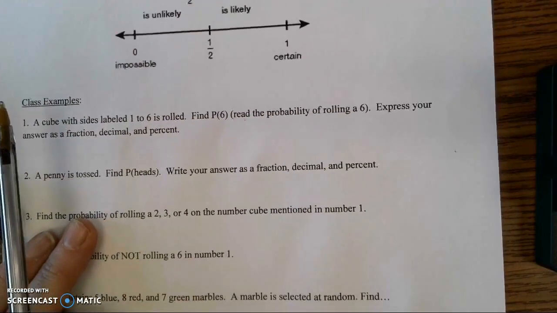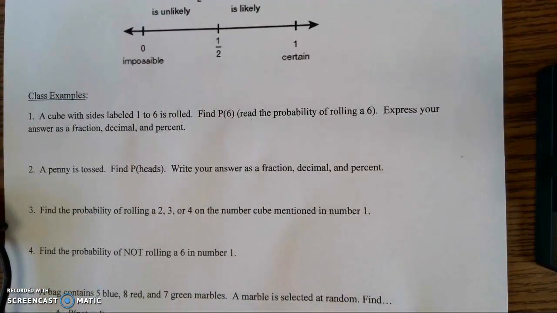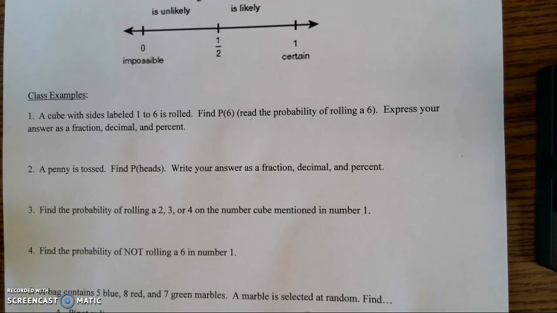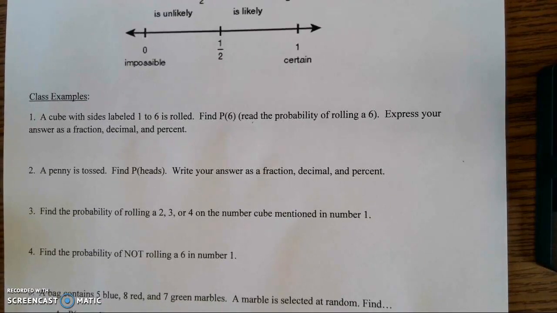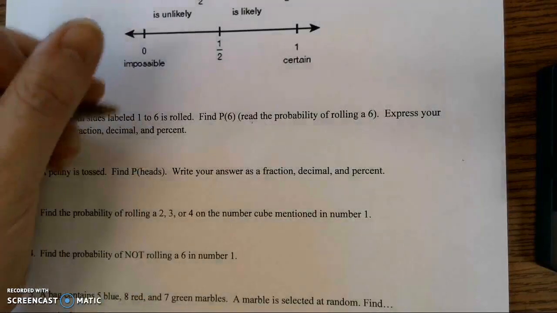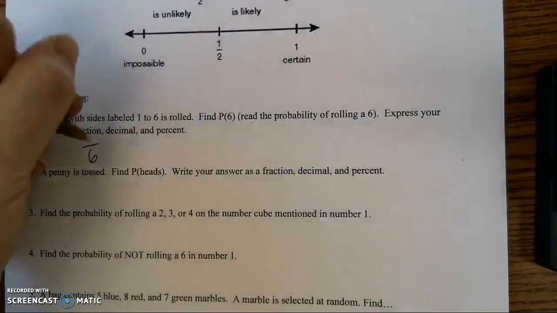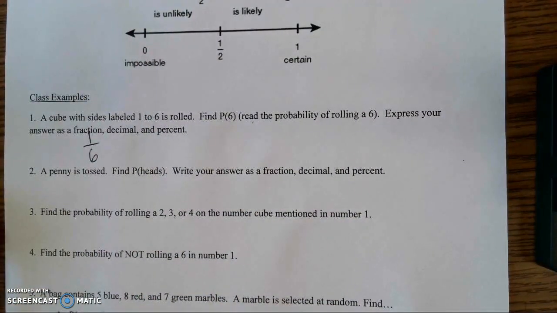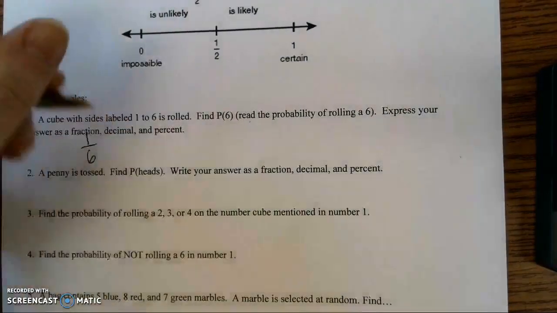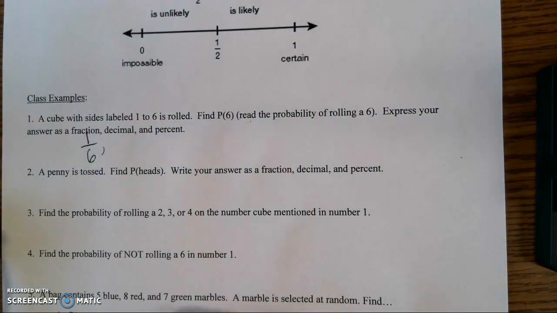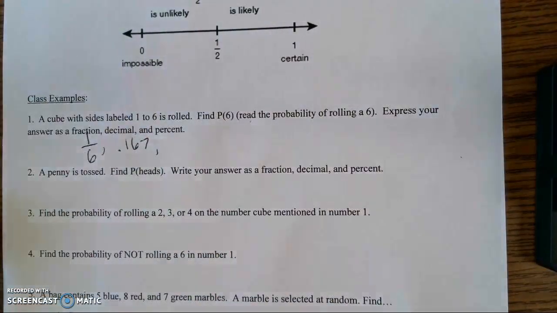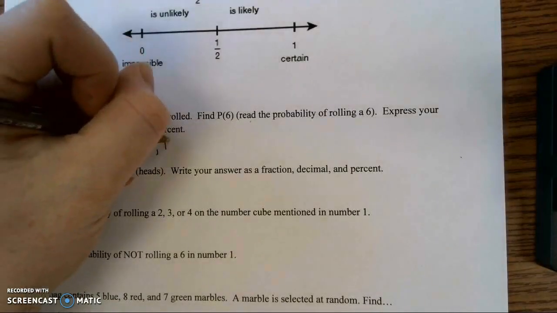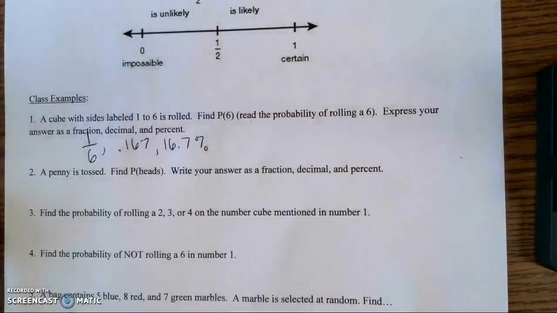So now we are going to look at some example problems. The first one, a cube with sides labeled 1 to 6 is rolled. Find the probability of rolling a 6. Express your answer as a fraction, decimal, and percent. Okay, so on a 6-sided die, there are 6 sides. Only one of them has a 6 on it. So the probability of rolling a 6 would be 1/6. As a decimal, it would be 0.167 because I divide 1 by 6. And then if I change that to a percent, it would be 16.7%.